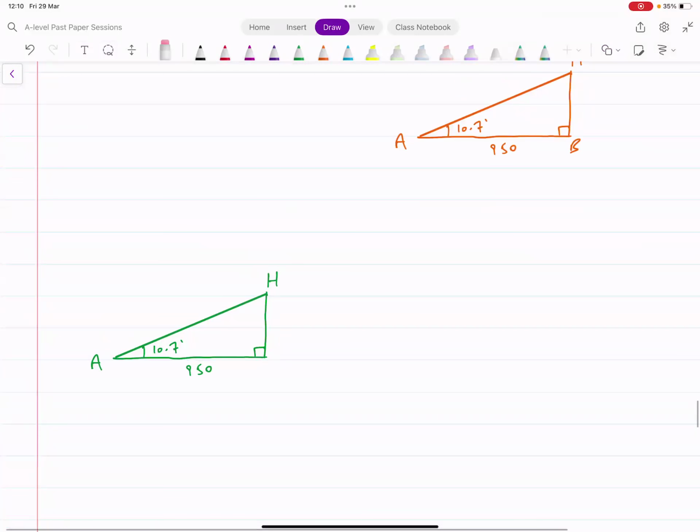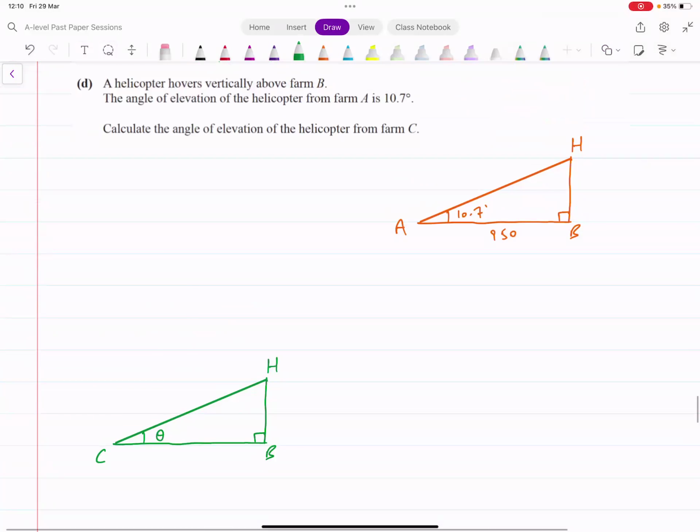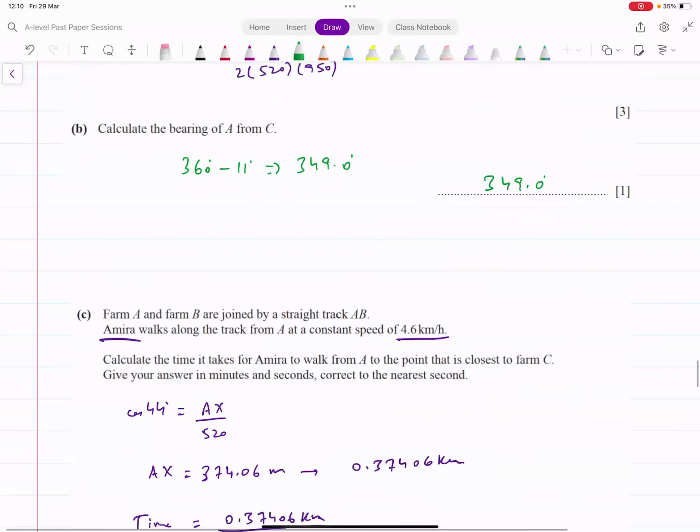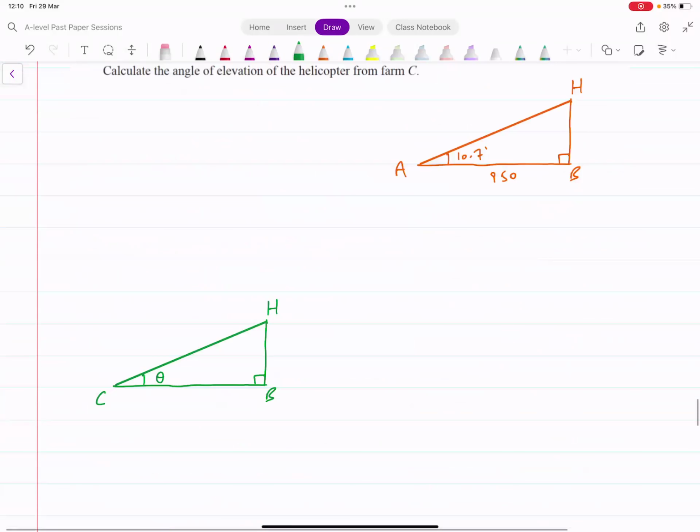Now the base of this triangle is still B, but this point is C now. Now we have C here. This is the angle that we want to find out. Do we have any information about this triangle? Let's think about this. We know the length BC, that's 680 meters. That is given already. We need to find the value of theta.